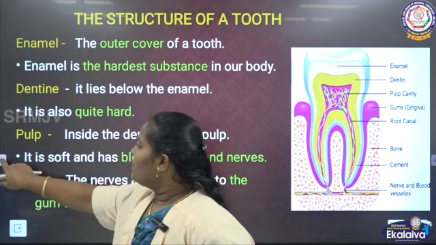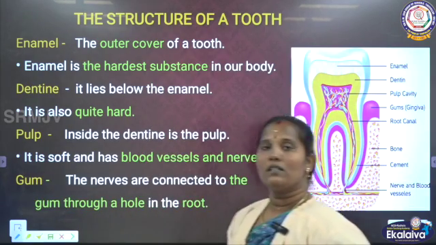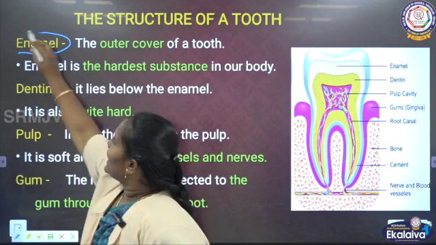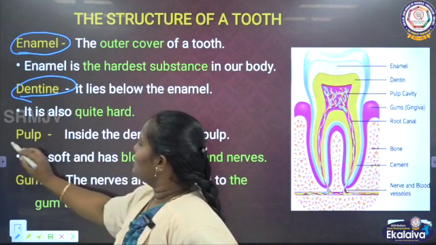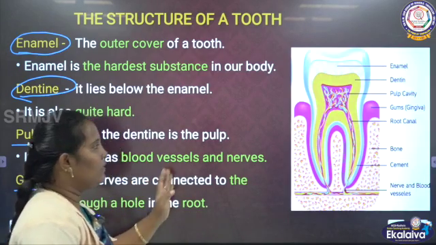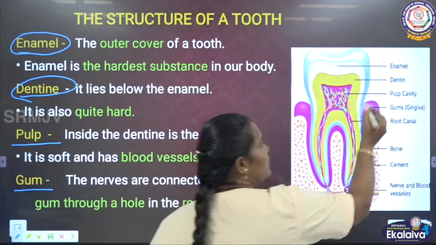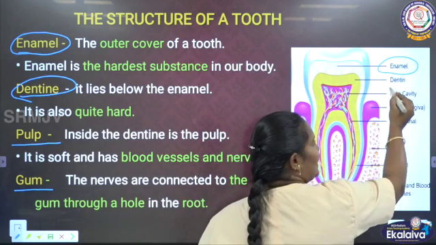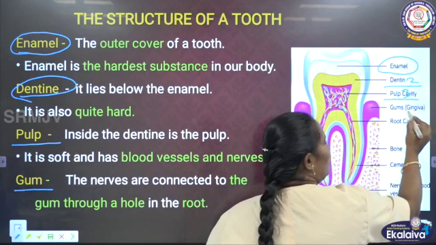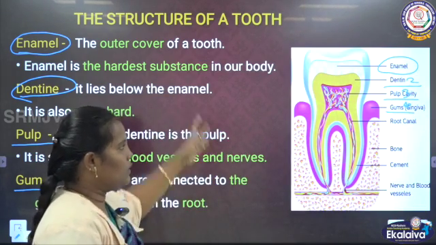Then, apart from the 3 parts, we can say there are many other parts in the tooth. What are they? First one is the enamel, dentine, pulp and gum. So these 4 parts are also there in the tooth. How many parts? 4 parts. First one is the enamel, next is the dentine, third is the pulp, fourth is the gum. Okay, so you have to see these 4.